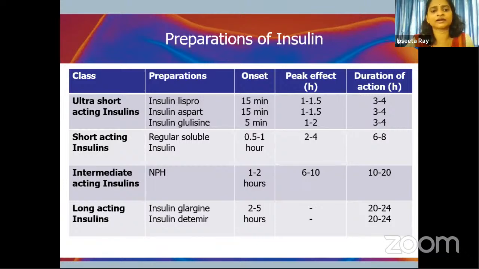Then intermediate acting insulins, that is neutral protamine Hagedorn, NPH. Neutral because the pH is neutral. Protamine is the protein which is added to prolong the duration of action, and Hagedorn is the place in the UK where it was discovered. So the name NPH. Duration is about 10 to 20 hours. Then you have long-acting insulins, like insulin glargine and insulin detemir, which have a duration of around 24 to 30 hours.